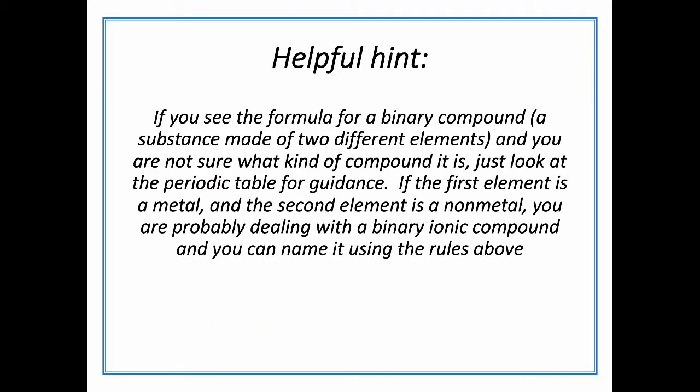Here's a helpful hint. If you see the formula for a binary compound and you're not sure what kind of a compound it is, just look at the periodic table for guidance. If the first element is a metal, and the second element is a nonmetal, you're probably dealing with a binary ionic compound instead of a covalent compound, for example. And you can name it using the rules above.